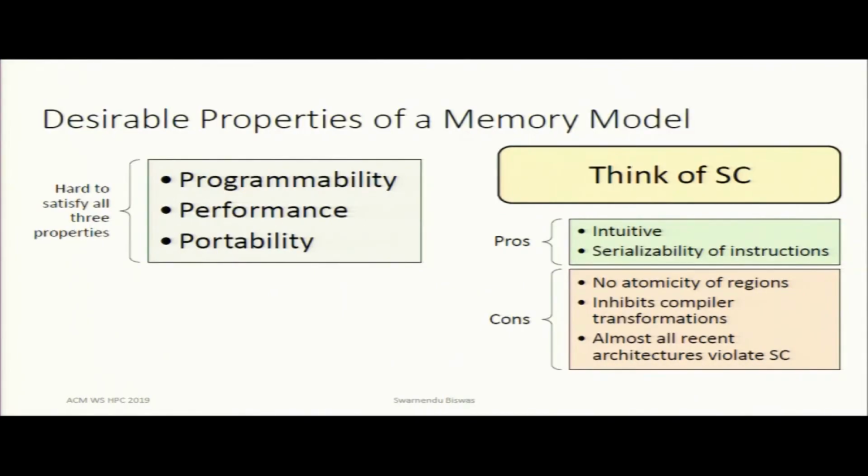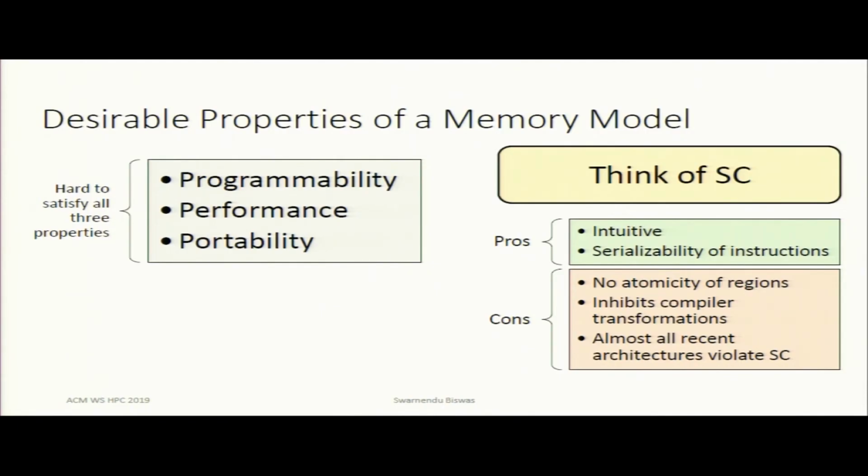So what are the desirable properties of a memory model? We have looked at a few: sequential consistency, TSO, PSO. We did not discuss weak ordering. We discussed the relaxed consistency memory model. The desirable properties are that you want a memory model that allows you to have good performance. That means it allows you to perform a lot of optimizations to have good performance.